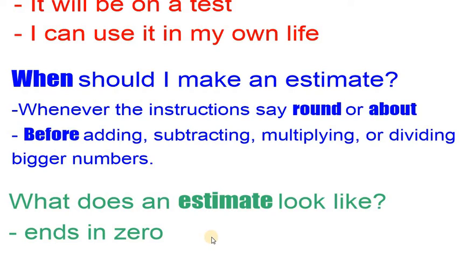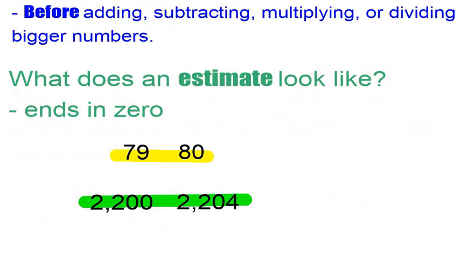So what do estimates look like? Well, an estimate always ends in a zero. There must be at least one zero at the very end of the number, such as the ones place. There can be lots of zeros on the end of an estimate, depending on how far up you're rounding. Let's take a look at a couple of numbers here. If you look at 79 and you look at 80, which one is the estimate? The 80 is going to be an estimate because it ends with a zero in the ones place. The 79 is not an estimate because there's not a zero in the smallest place value.